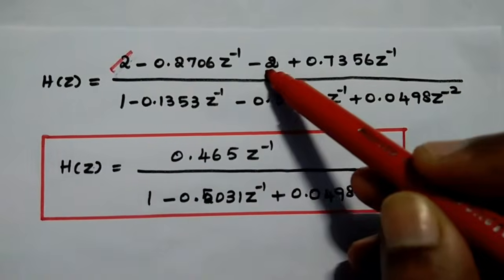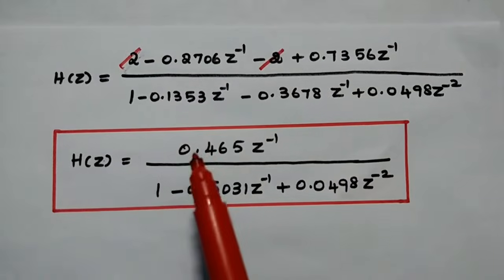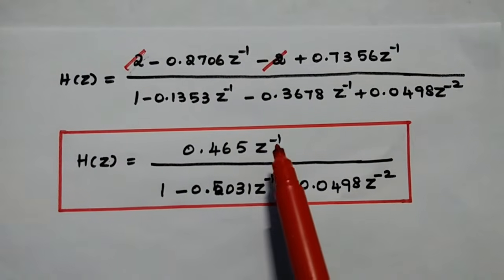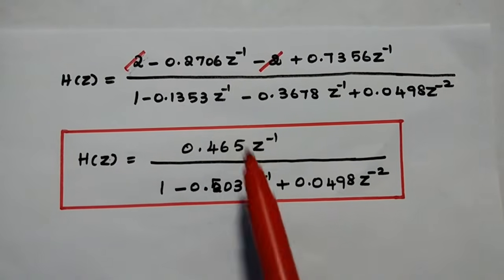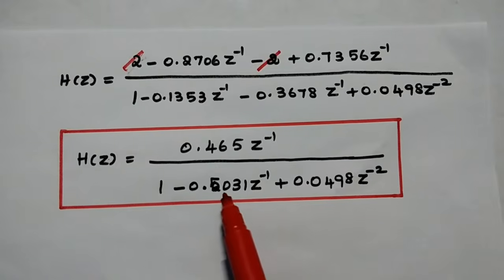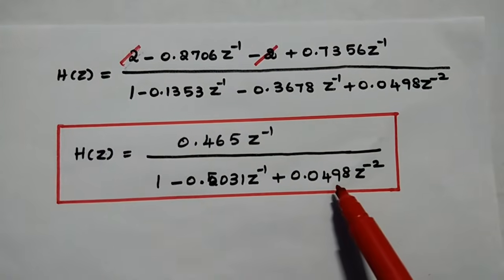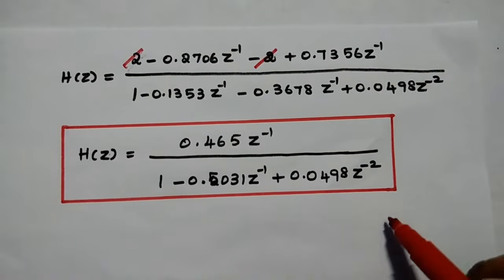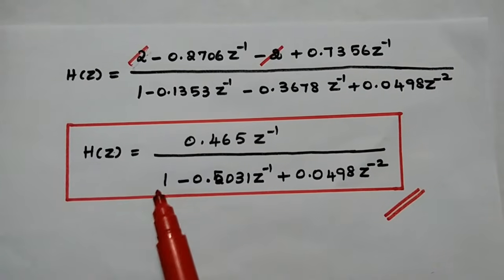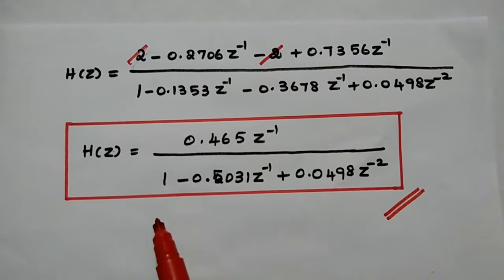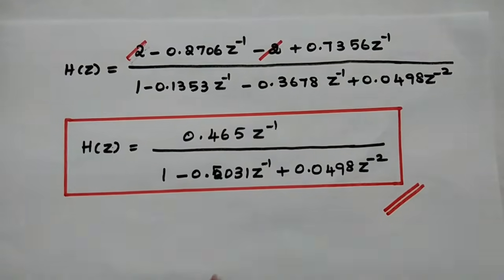So here 2 getting cancelled each other. Then we can add these two values. Then we can get 0.465 Z power minus 1 in the numerator, and in the denominator we can add these two values. Then we can get 1 minus 0.5031 Z power minus 1 plus this term as 0.0498 Z power minus 2. So we have obtained the value of h of Z, that is the transfer function of the IIR digital filter using impulse invariance method.